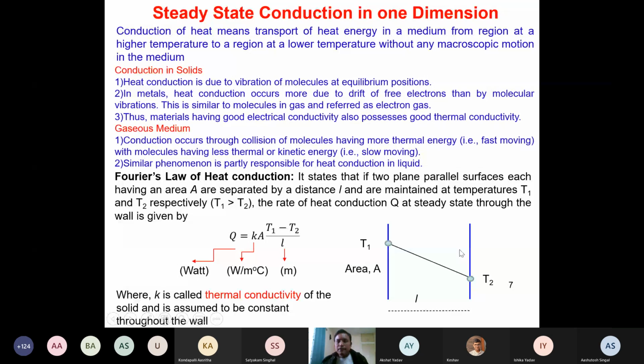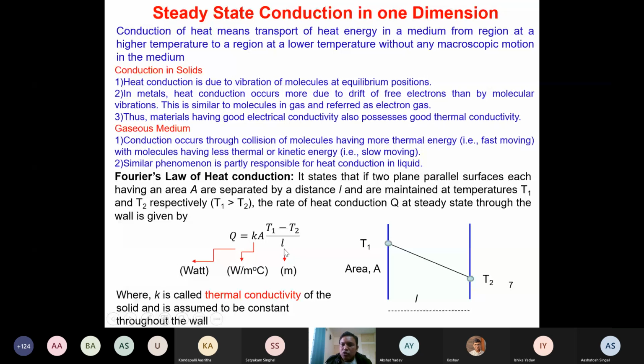Okay. So here you can see there is a slab. The cross sectional area of the slab is A. The temperature at the left hand side of the slab is T1, which is higher. The temperature on the right hand side of the slab is T2, which is lower. So T1 is higher than T2, and the thickness of the slab is L. So heat is transferred from T1 to T2. So the rate of heat transfer, or the amount of heat conduction through the slab, is given as Q equals KA (T1 minus T2) divided by L.